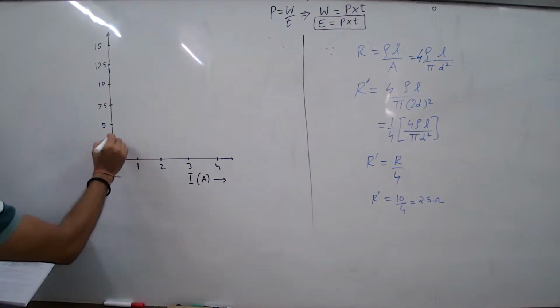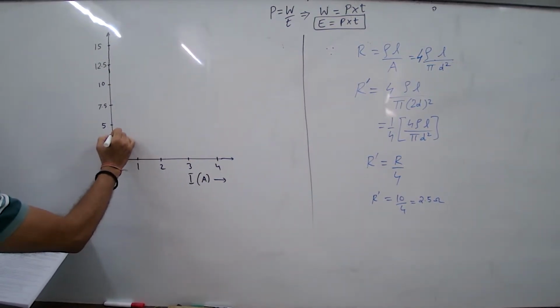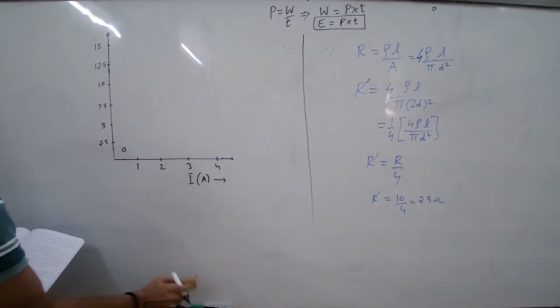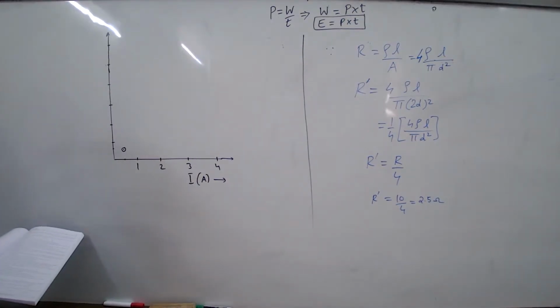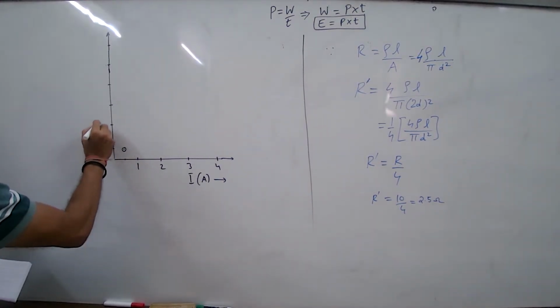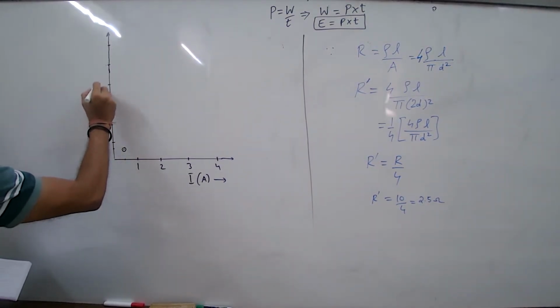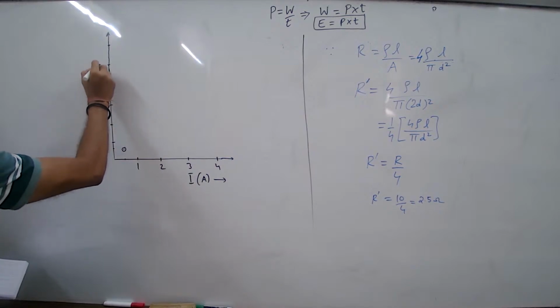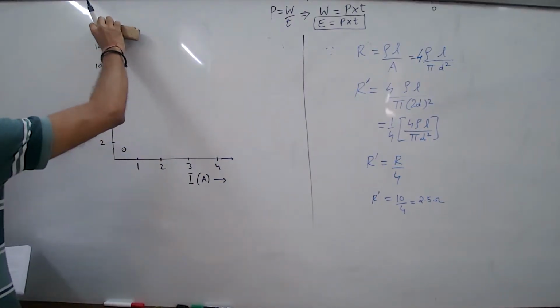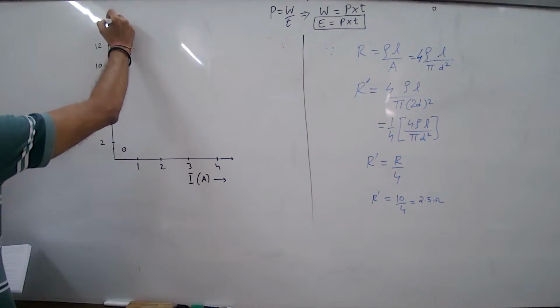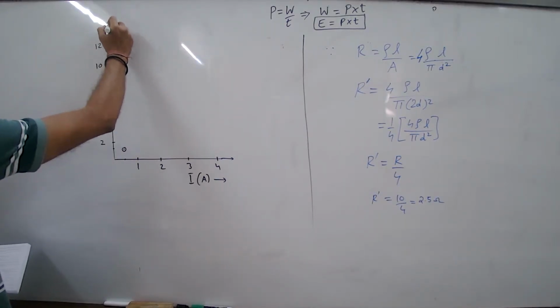Is the scale right? How much will you take? Shall we take 10, 20? Sir, what scale will we take? Take 1 centimeter. 1 centimeter? Then 13 will come, it will be too much. With 1 centimeter the graph will become very big. Let's go with 2. 2, 4, 6, 8, 10, 12 and 14. Let's take this. This is still manageable.